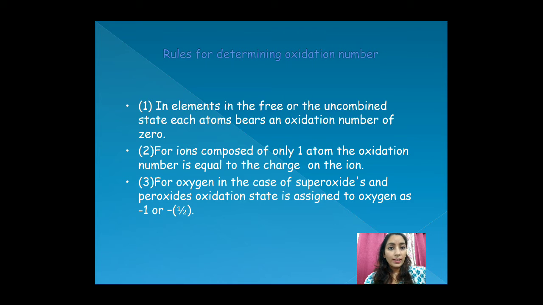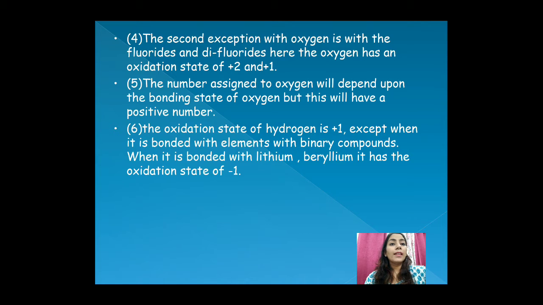What are the rules? Number 1: an element in the free or uncombined state has an oxidation number 0 for each atom, which we studied earlier also. Number 2: for ions composed of only one atom, the oxidation number is equal to the charge on the ion. Number 3: for oxygen in superoxides and peroxides, the oxidation state assigned is -1 or -1/2. The second exception with oxygen is with fluorides, such as oxygen difluoride, where oxygen has an oxidation state of +2 or +1.